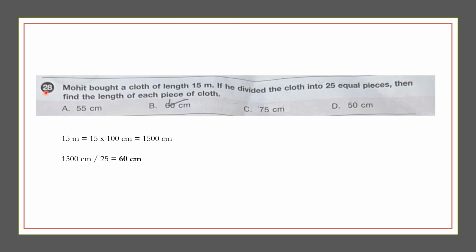Question number 28. Mohit bought a cloth of length 15 meter. If we divided the cloth into 25 equal pieces, then find the length of each piece of cloth. So 15 meter we can convert into centimeter. So 15 into 100, 1500 centimeters. Now he divided into 25 equal parts. So 1500 centimeter divided by 25 equals 60 centimeter. So length of each piece of cloth is 60 centimeter, which is option B.